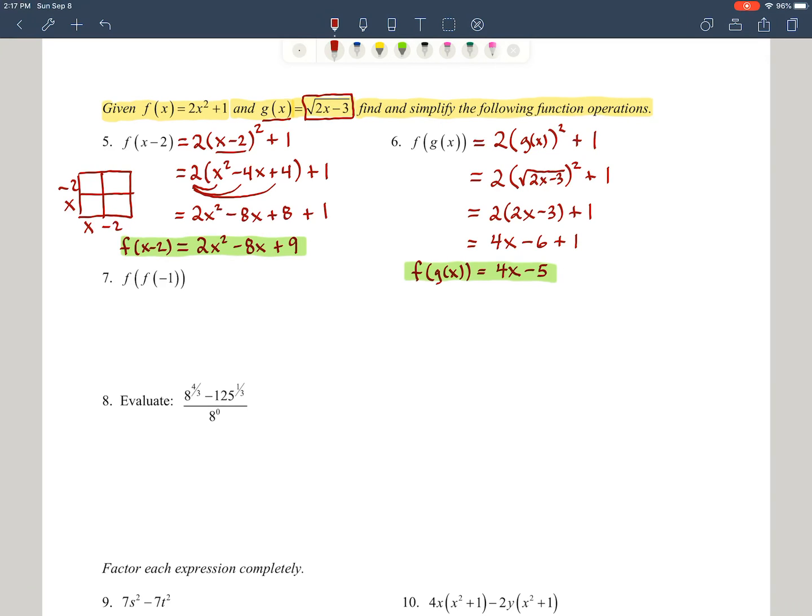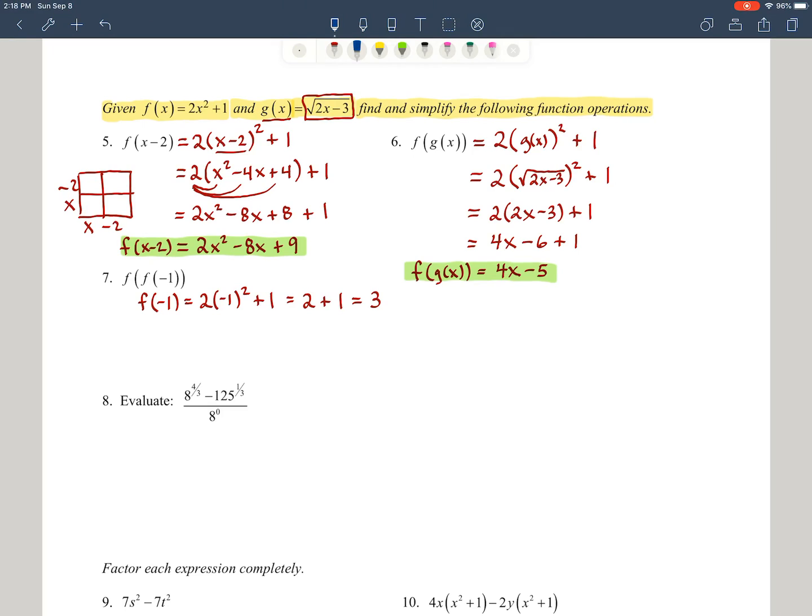And the last one for this section, number 7, we have f of negative 1. Since this one has an actual input value, let's figure out what the value of that is first. So we're going to say 2 times negative 1 squared plus 1. So we know negative 1 squared is 1, and then when we multiply it by 2, we should still have 2. So we should have 2 plus 1, which should give us 3.